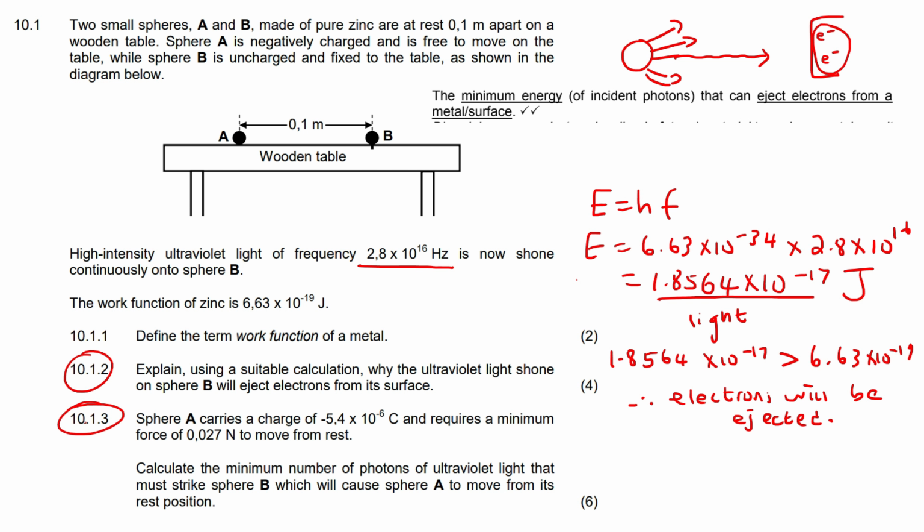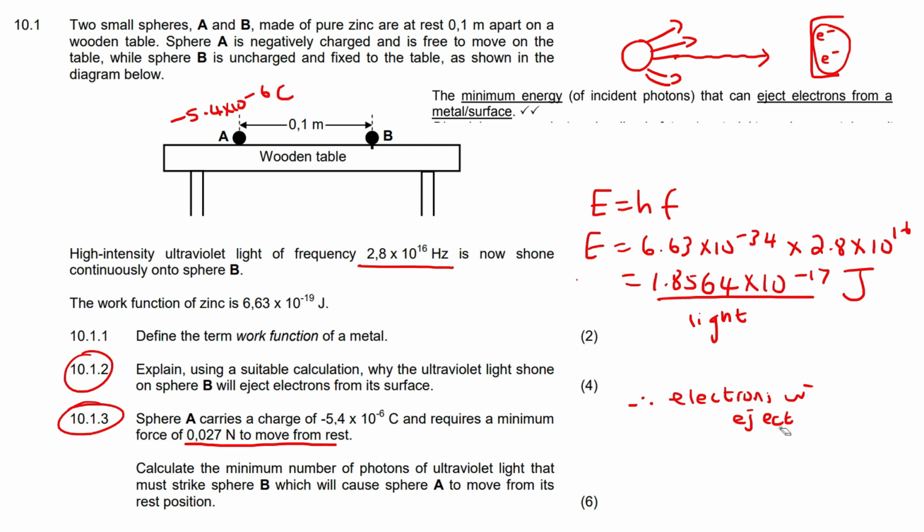Now, this question says sphere A carries a total charge of negative 5.4 times 10 to the negative 6 and requires a minimum force of this to move from rest. Calculate the minimum number of photons of UV light that must strike sphere B, which will cause sphere A to move from its rest position. Okay, so this is a crazy brilliant question. It's weird, but it's good.